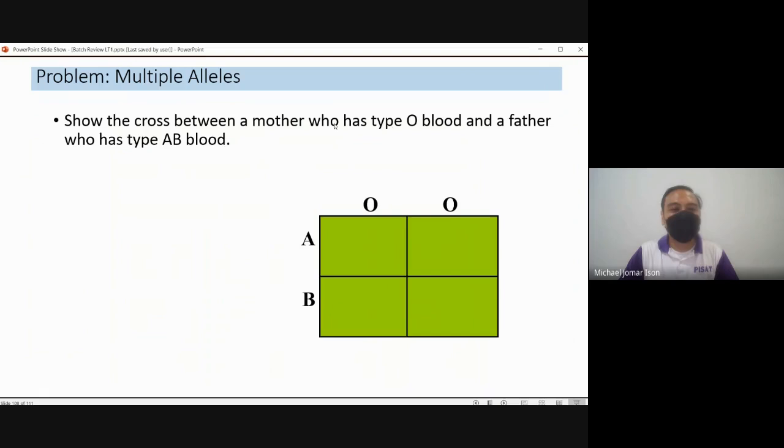A mother who is type O and a father who is type AB. So you combine them together. So you have an AO, you have an AO, you have a BO, and a BO. So it's a 1:1 ratio, type A and type B, 1:1 ratio.